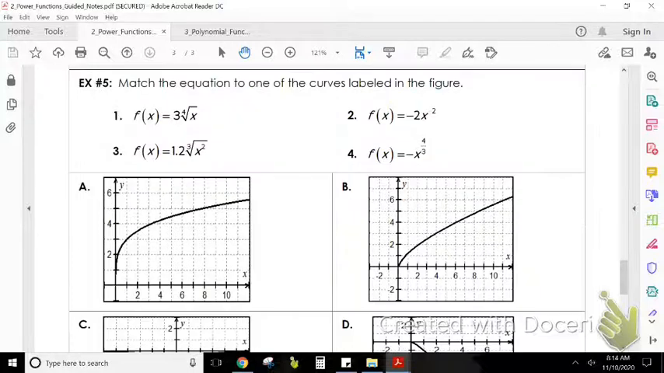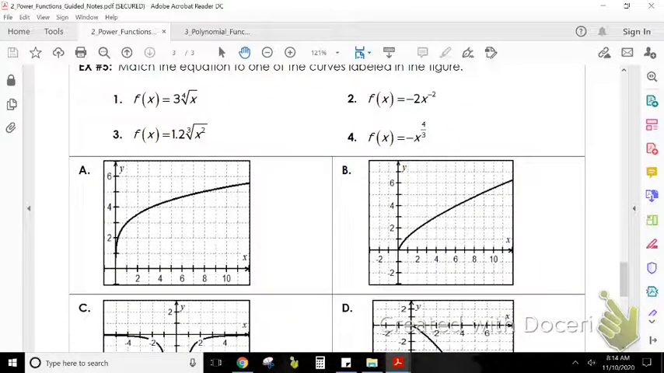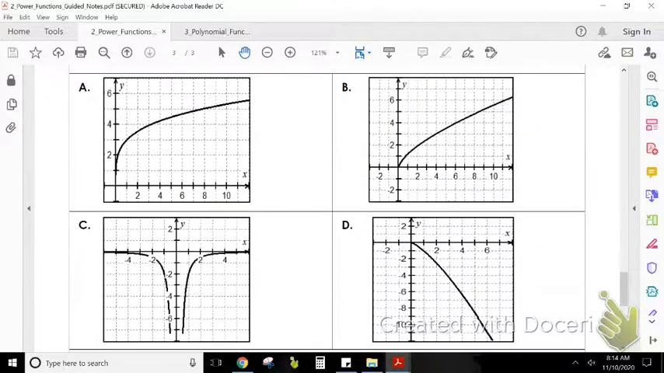Example 5, we're going to match the equation with one of the curves labeled in the figure. So, let's look at some of them. Well, let's see here. We've got f of x equals 3 times the 4th root of x. So, that 4th root of x is going to be like a square root of x. If we look at our answer choices, it's probably going to be A or B, because D is in the 4th quadrant. It's a reflection of something that's in the 1st quadrant.